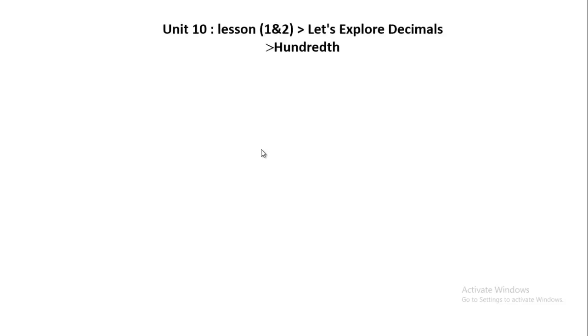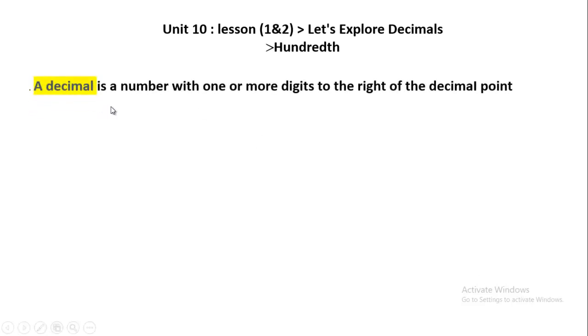What is the meaning of decimal? Let's explore decimal. A decimal is a number with one or more digits to the right of the decimal point. If I have a point like this, it's called the decimal point. If I have one or more digits to the right of the decimal point, on this right hand side, this is called decimals.